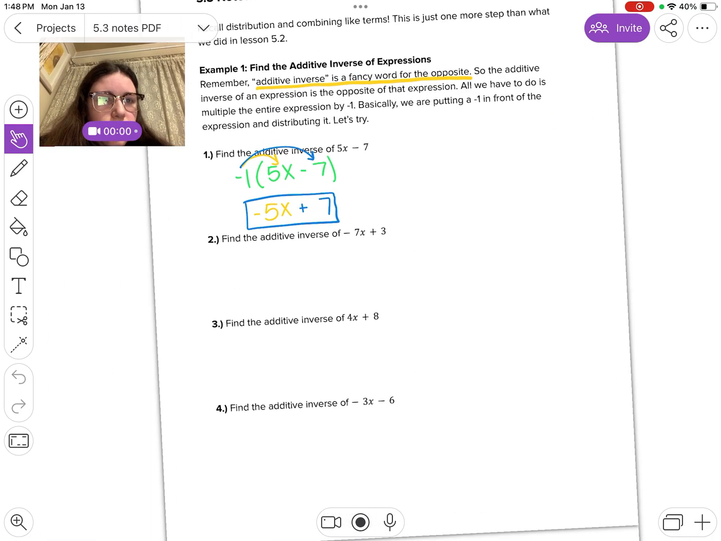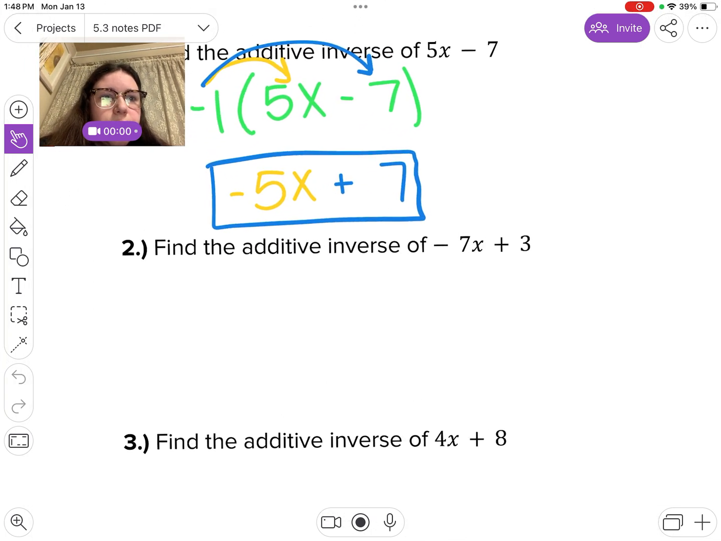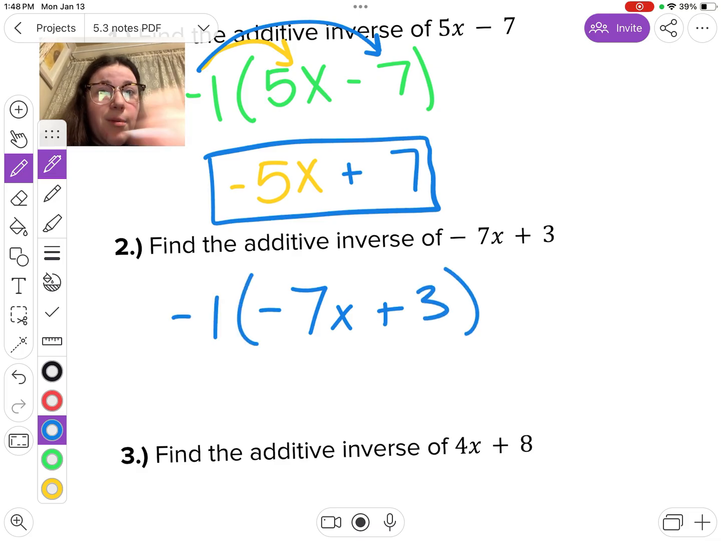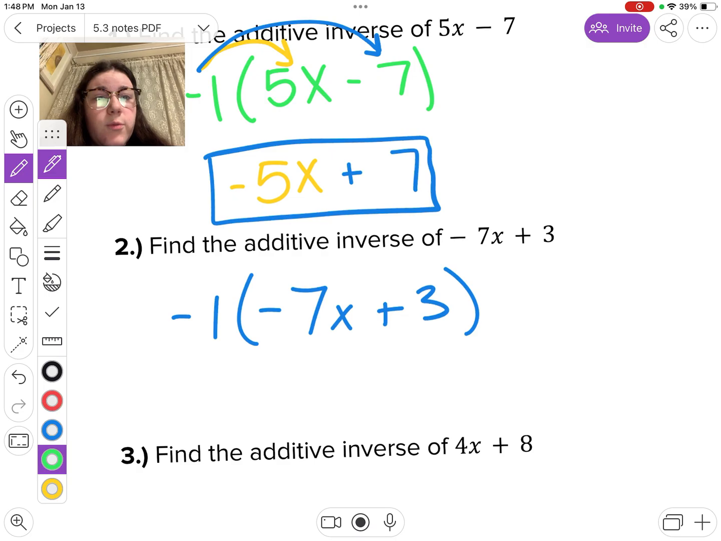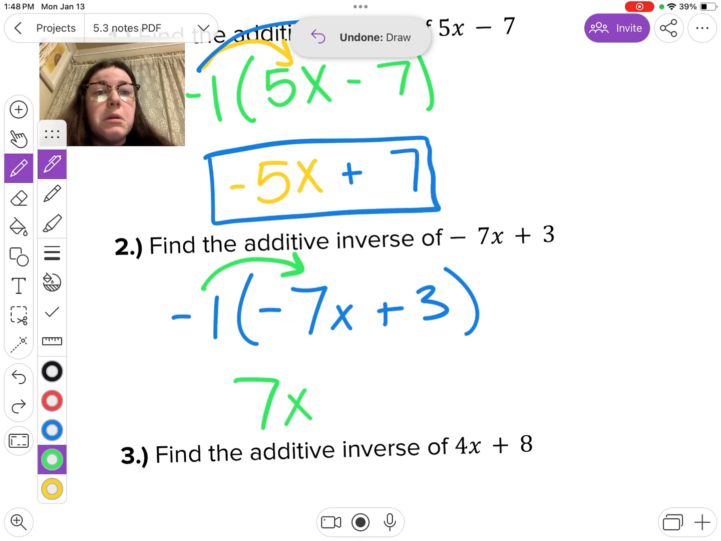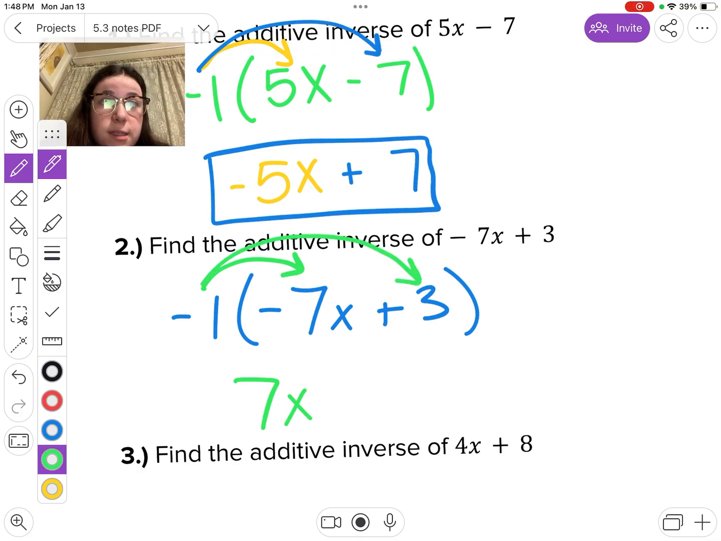Let's see here. I think there's 4 of them. We'll do one more together and then you can try them. All right, so remember we're doing additive inverse, so we're just multiplying the whole thing by -1. So we have our -7x plus 3, and we're going to multiply that by -1. When we do that, we do -1 times -7x, which becomes positive 7x, right? Because a negative times a negative is always a positive.